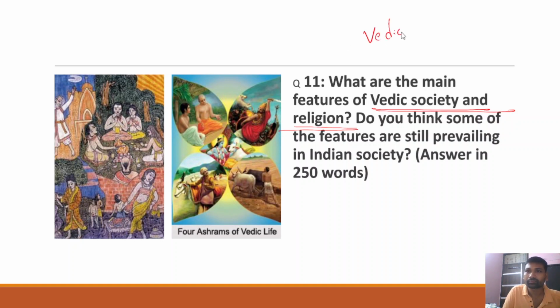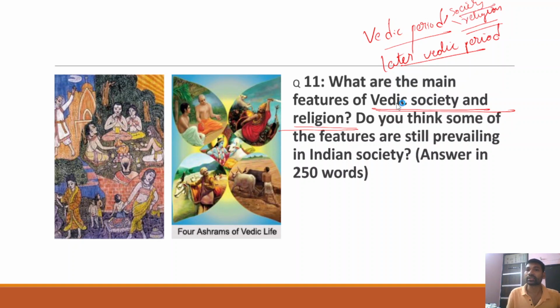Okay, so we need to address both the Vedic period and the later Vedic period. How the society is in the Vedic period, the condition of religion in the Vedic period, and also in the later Vedic period, how the society is and how the religion is. And this is the first part. And in the second part, we need to write whether these Vedic society features are still prevalent in Indian society or not. We need to give examples, and we need to write more points than the previous answer, because this is a 250 words answer. Since it is a 250 words answer, you need to write more points in this question, right?